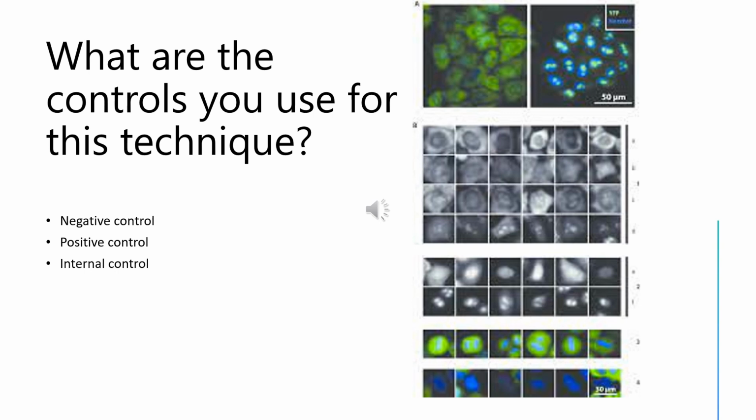Controls that are used for high-content microscopy include the negative control, which involves imaging cells that are not treated with any fluorescent probes or stains. It's basically a baseline to assess background fluorescence. The positive control is treated with a known compound or subjected to a specific treatment that induces a specific cellular response or phenotype, and it helps validate the functionality of the system.